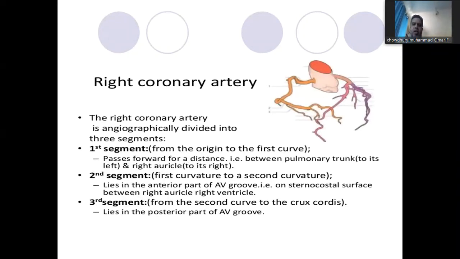The right coronary artery is angiographically divided into three segments: first segment, second segment, and third segment. The first segment is from the origin to the first curve and passes forward between the pulmonary trunk to its left and the right auricle to its right. The second segment runs from the first curvature to the second curvature and lies in the anterior part of the atrioventricular groove. The third segment extends from the second curve to the crux cordis.